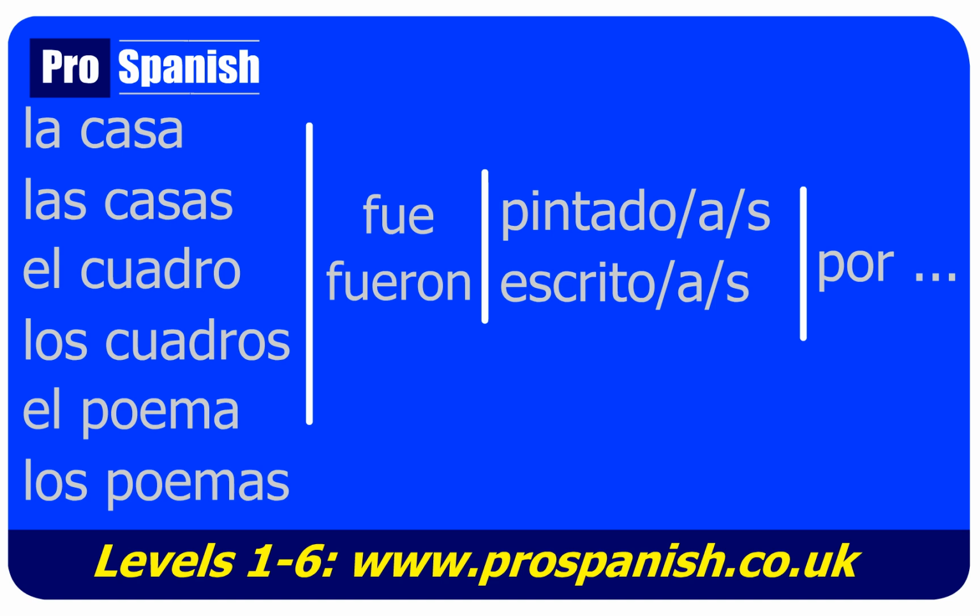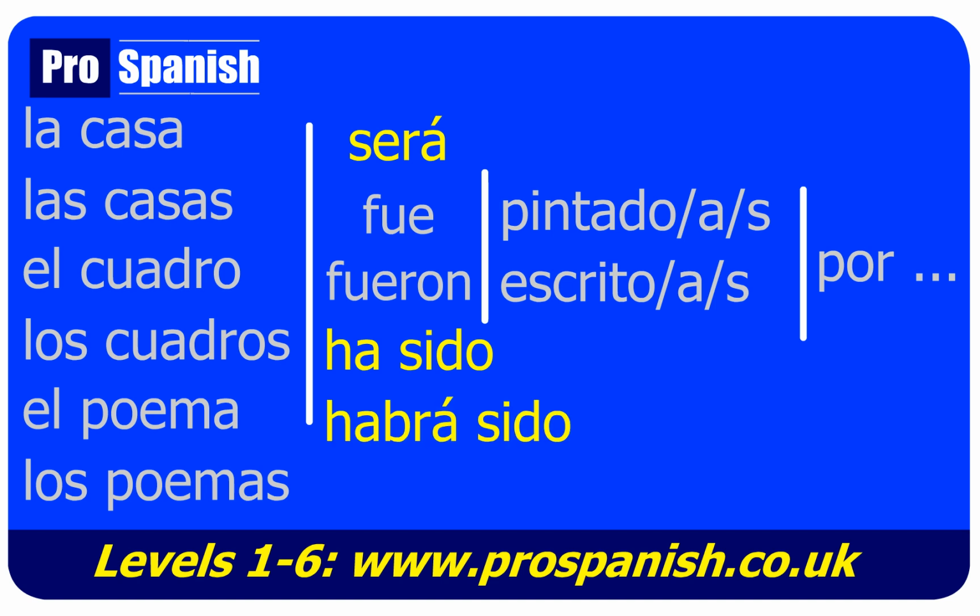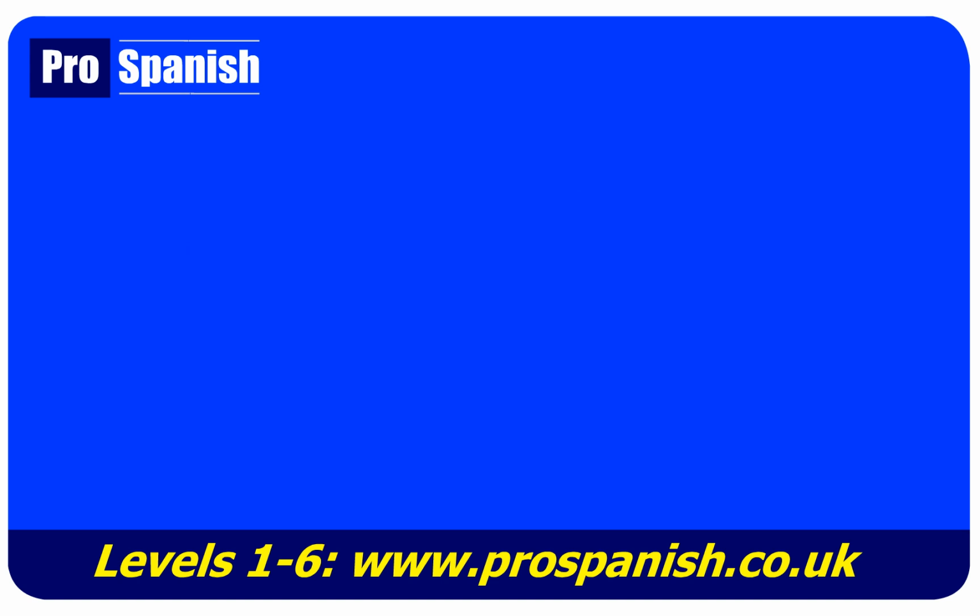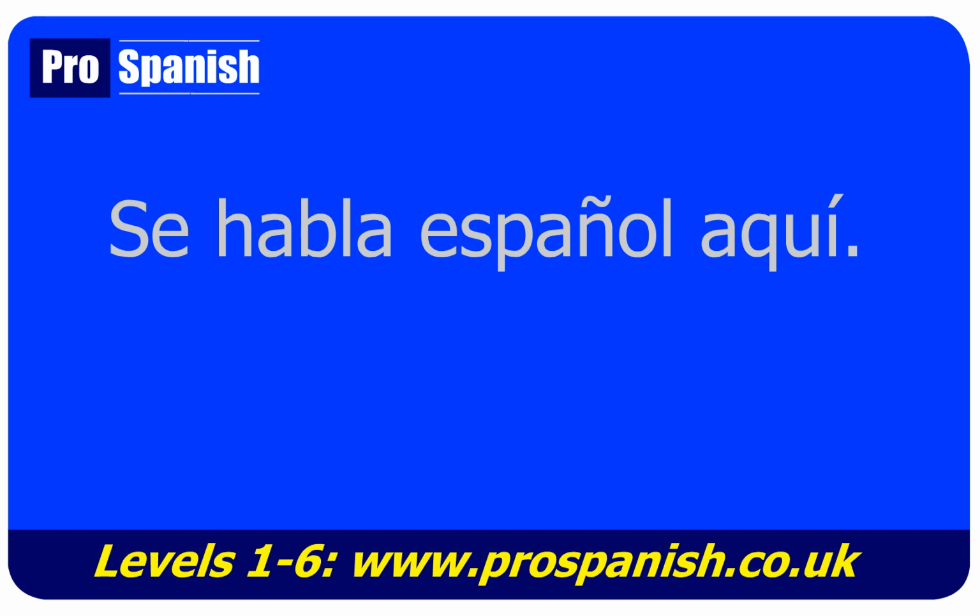And obviously we could have all the different tenses here. So we could have will be painted, so será pintado. We could have has been painted, ha sido pintado. We could have will have been painted, habrá sido pintado or escrito. So going back to the very beginning, se habla español aquí. Spanish is spoken here. The se type of passive is the most common by far in Spanish, much more common.